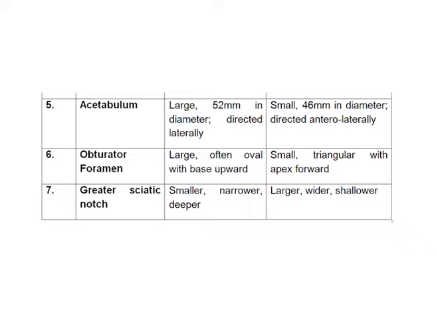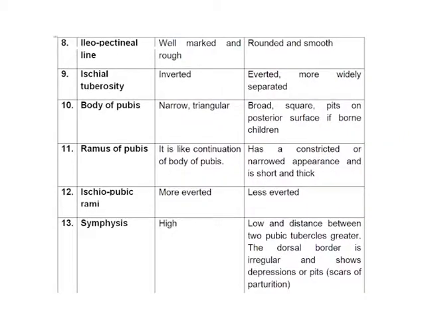If you observe the greater sciatic notch, that is the most important parameter, as I told you earlier, it is smaller, narrower and deeper in male pelvis, whereas it is larger, wider and shallower in female pelvis. The iliopectineal line is well marked and rough in male pelvis, whereas it is rounded and smooth in female pelvis. The ischial tuberosity is inverted in male pelvis, whereas it is everted and more widely separated in female pelvis.